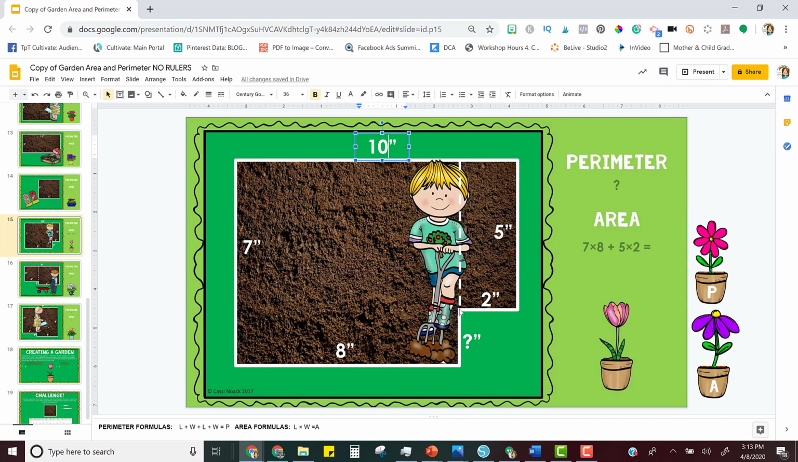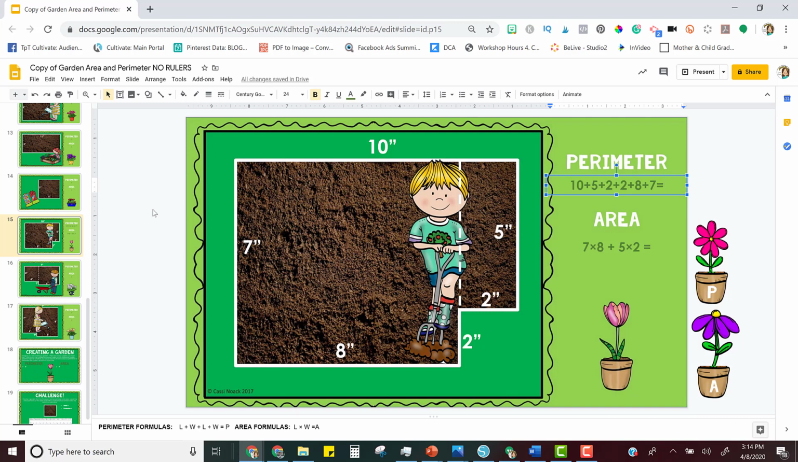We're also missing this one right here, but I know that this length of 5 and whatever this one is together equal 7. So I just ask myself, 5 plus what equals 7? And I can see that's 2. Now that I have all 6 of my sides labeled, all I have to do is create my number sentence by adding them all up. Once I do the math, I can figure out the perimeter of this figure.